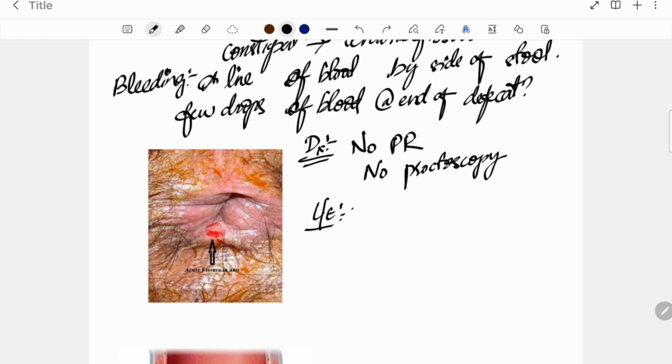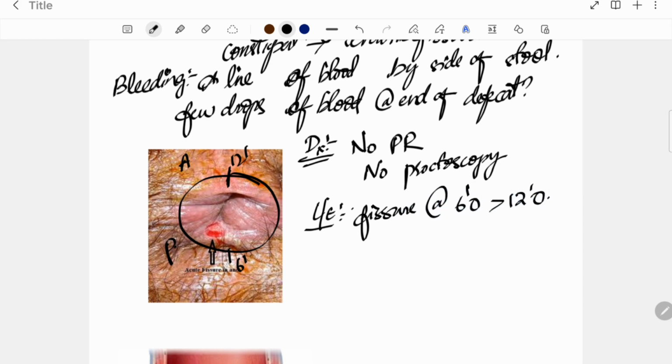If we look at this as a clock, this is the anterior and the posterior. The patient is in the supine posture. This is 12 o'clock and 6 o'clock. We can see the fissure at 6 o'clock, which is the most common site.